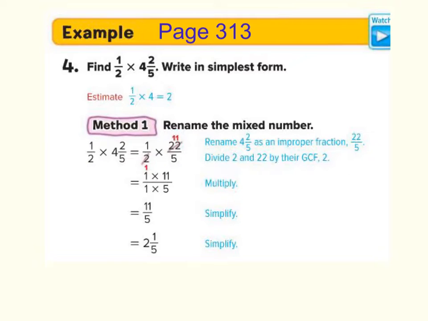Now we have mixed numbers. Okay, so guys, we have to do improper fractions. So here you can see the 1/2 times the 4 2/5. They changed that to improper, which is 22 over 5. Notice the trick that they're doing. They're slashing out the 2 and the 22, and they're changing it to 1 and 11. Well, I'll show you how that's done with our examples.